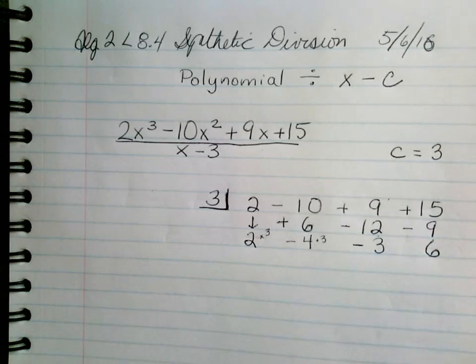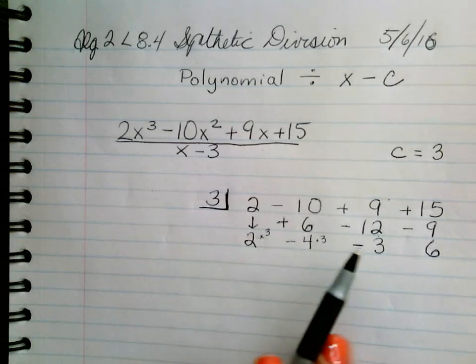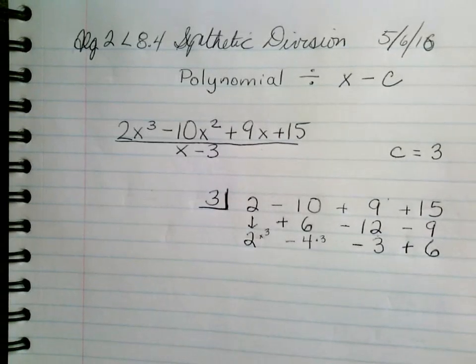Okay. And they show that to you in that top little sketch. They show you bring down, multiply by the value for c, add together, bring down. Multiply by the value of c, bring down. Okay, that's what that sketch is, arrows and all that. Okay, so what I have now is 2, minus 4, minus 3, forgot my sign, plus 6.